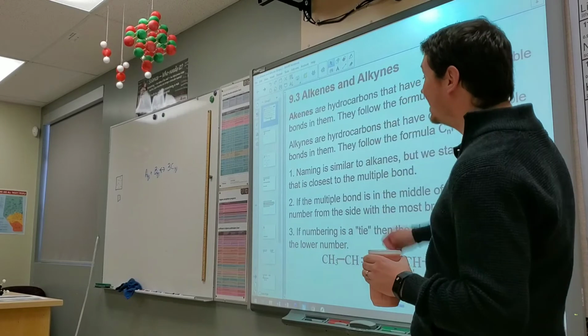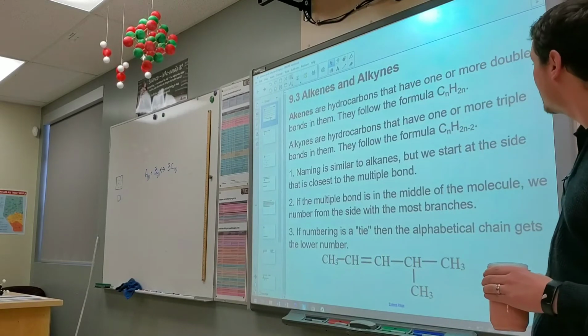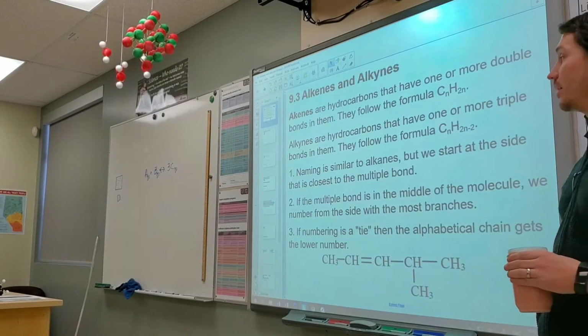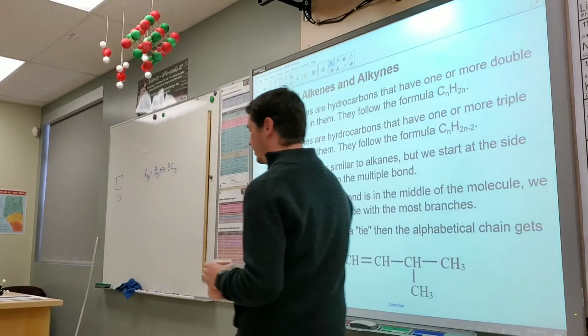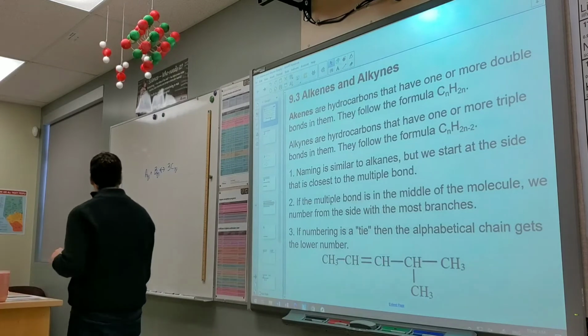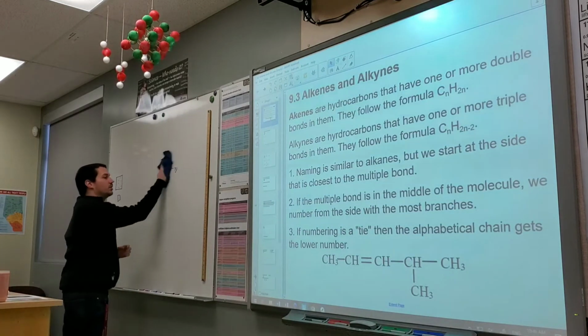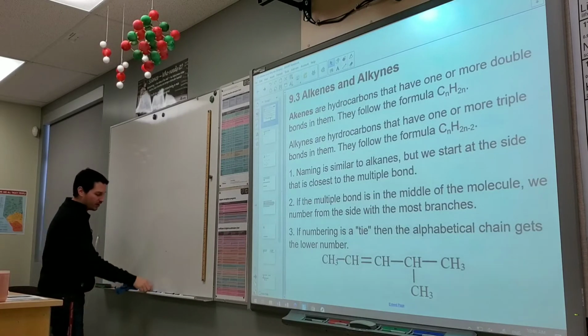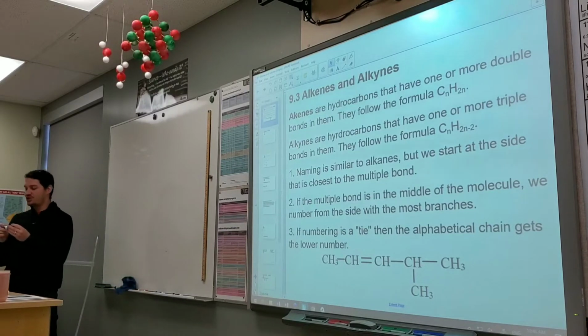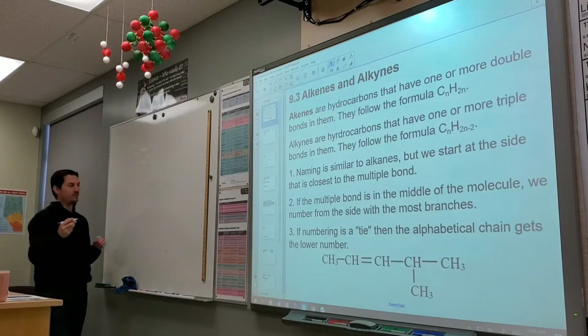So alkenes are hydrocarbons that have one or more double bonds in them. Now let's think about this. I want to turn a molecule into something having a double bond. So I'm going to draw just about the easiest organic compound I can.